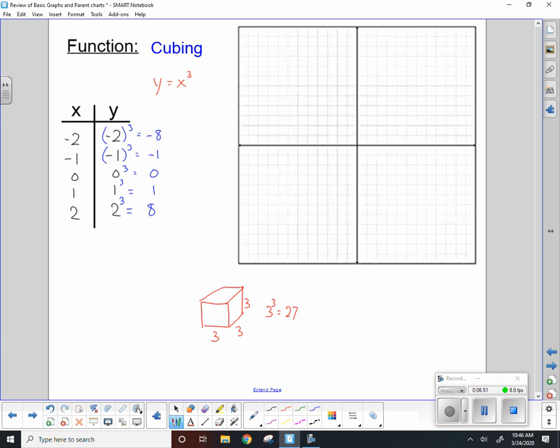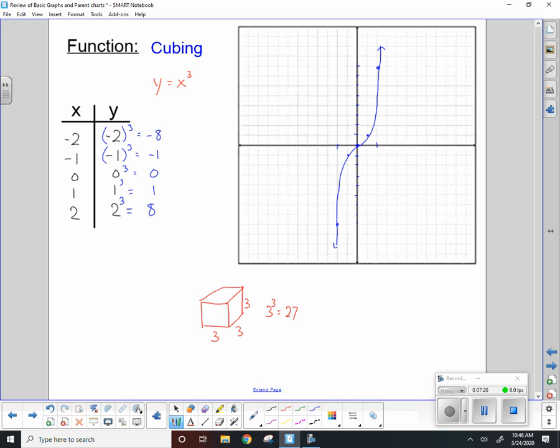And you'll notice this time that the negative values are still negative. So (-2, -8), (-1, -1), (0, 0), (1, 1), and (2, 8). And so this is a little bit like a parabola on the right, and then it goes in the negative direction to the left.